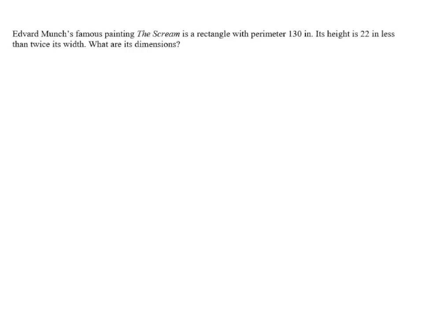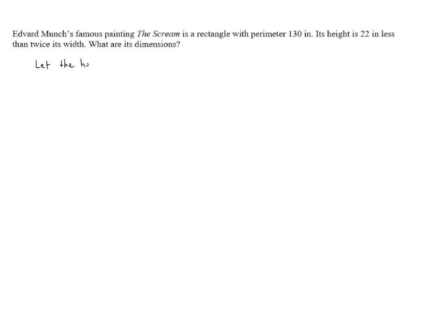Edward Munch's famous painting, The Scream, is a rectangle with a perimeter of 130 inches. Its height is 22 inches less than twice its width. What are its dimensions? All right. We're asked for the dimensions, and in this case, they label the dimensions by height and width, so those are going to go into our let statements.